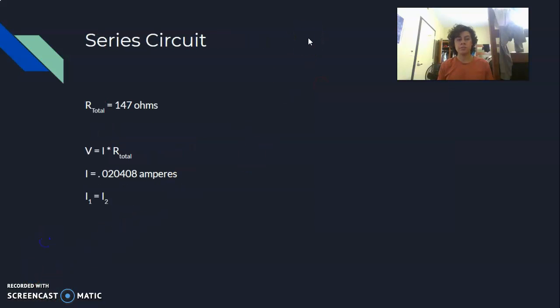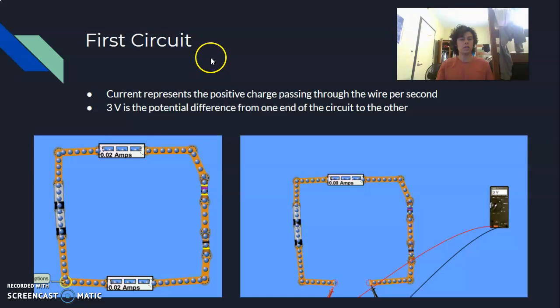So we at first use a series circuit, and the R total is 147 ohms, as we have a 100 ohm resistor and a 47 ohm resistor. So our voltage is equal to I times R total, and our current is equal to 0.0204 amps, which is what we found using our ammeters, and then I1 is equal to I2. As you can see right here, the current represents the positive charge passing through the wire per second, and 3 volts is the potential difference from one end of the circuit to the other.